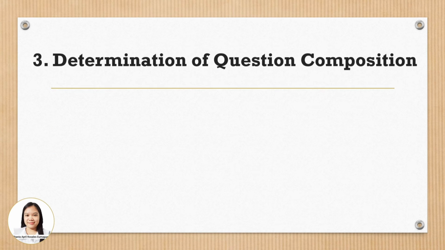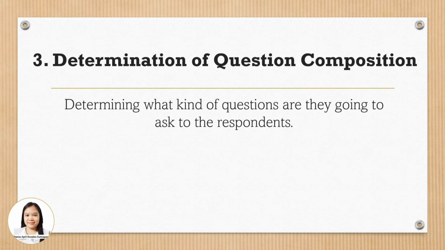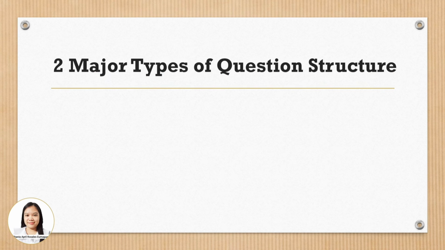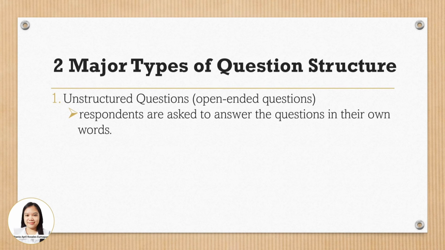Next is the determination of question composition. So, in here, you have to determine what kind of questions you are going to ask your respondents. So, there are 2 major types of question structure. The first one is unstructured questions or open-ended questions. In here, respondents are asked to answer the questions in their own words. So, they are free to express their true opinions, true attitude towards the questions.